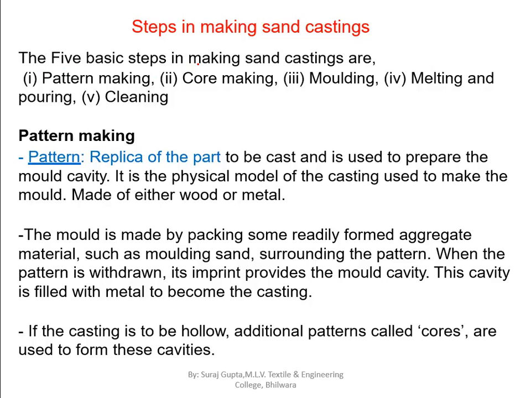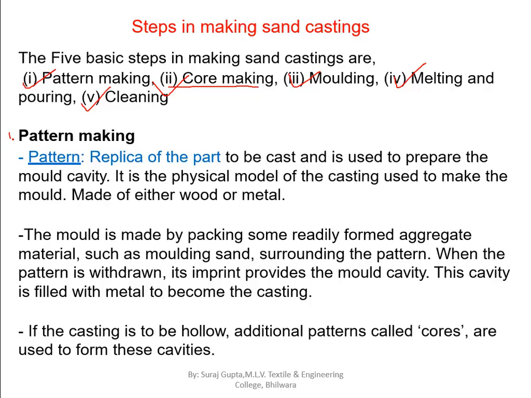There are 5 basic steps for making sand castings: pattern making, core making, molding, melting and pouring, and then cleaning. The second, core making, is a very specific step which is used for making a hollow part in the product. So core making is required when a hollow part is used in the product. This can be added in the steps used in the metal casting process.